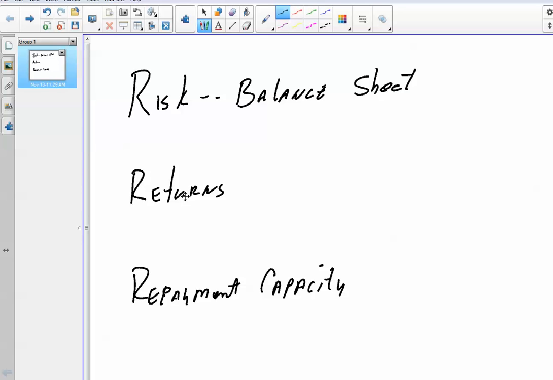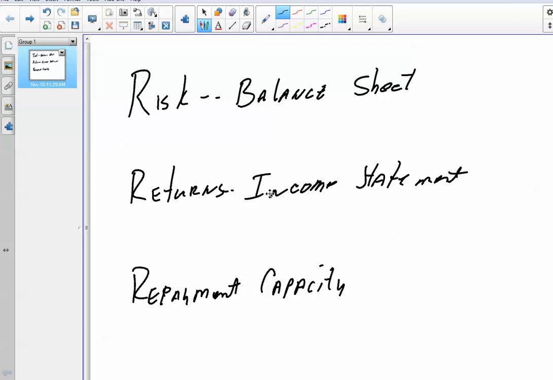The second of the 3 R's is returns. Well, returns simply is a measure of profitability. In other words, am I making any money? What kind of return am I getting on my assets? What kind of return am I getting on my equity? In other words, am I making a profit? So you can relate that to the income statement. So that's the second of the 3 R's.